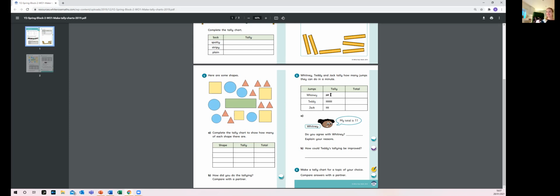And question 5B says, how could Teddy's tallying be improved? Well, Teddy's gone a bit wild with his tallying, hasn't he? I'm going to leave that with you. Make sure you put a capital letter at the beginning of your sentence and a full stop at the end. Just because it's maths doesn't mean your handwriting needs to go out the window. Still keep it neat. Your presentation should be beautiful for every subject.